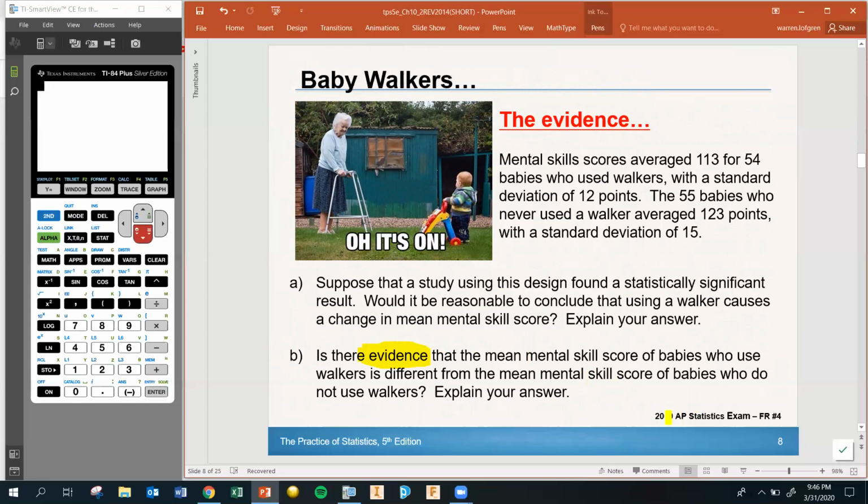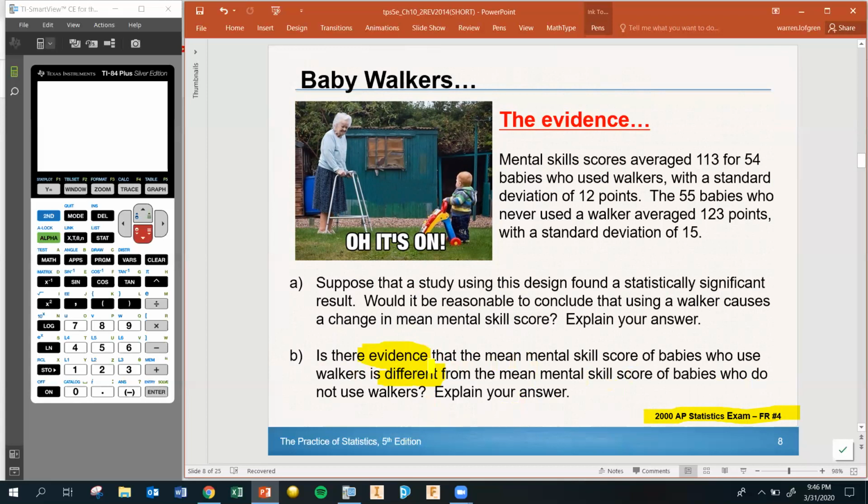But when you look at the rubric here for this problem, it does show you that a student could do either one and score full credit. It asks you if we have evidence that the mean mental skill score is different from the mean mental skill score of babies that use walkers and babies that don't. So they're not asking if one is higher or lower. They're just asking if they are different here. So we'll try and keep that in mind as we work through the problem.